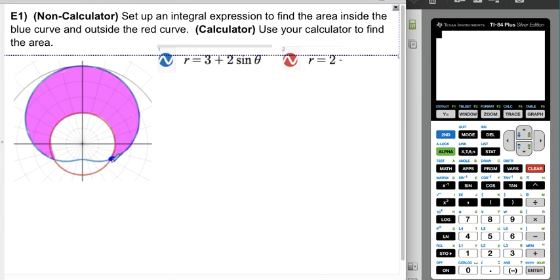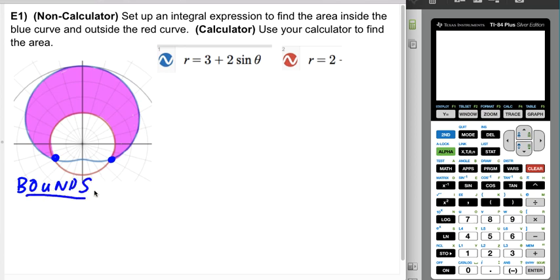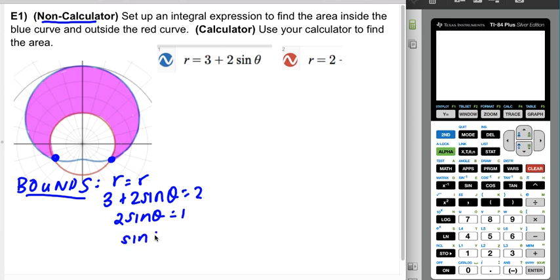So the first thing I need to do is figure out these bounds, right? I'm going to do that without a calculator because I was told that the first part of this is non-calculator. So I need to know when the two radii are equal, right? So I need when 3 plus 2 sine of theta equals 2. That's when 2 sine of theta is a -1, my bad, subtracting is hard, is a -1/2, or when sine of theta is -1/2. Well, this is negative pi over 6.